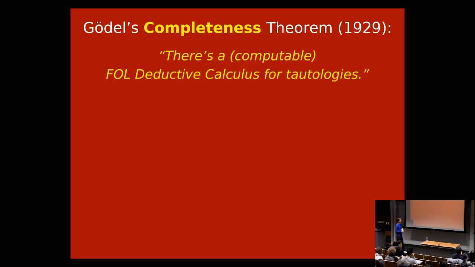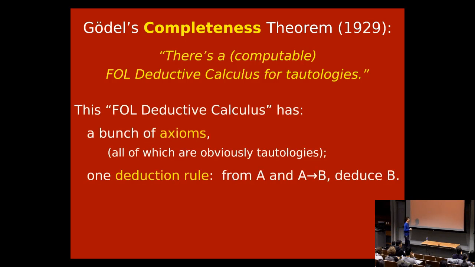And that's usually called the deductive calculus for first order logic. We don't want to actually say what it is because it takes a couple of pages of paper to write it all out. But the summary is, it's a deductive system where there are a lot of initial objects, but only one deduction rule. So there are a bunch of initial objects, or axioms, and these are all statements which are obviously tautologies, kind of like the ones on the previous slide.